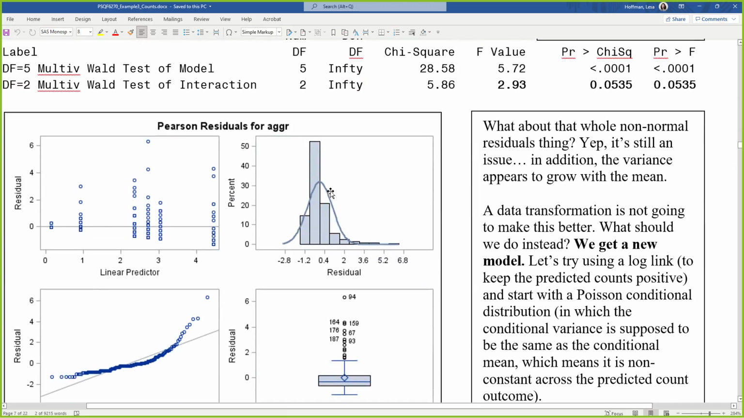So we don't transform the data, we transform the model. But that will have to wait until Thursday, because it's already 1:43, and time flies when you're talking about log counts.